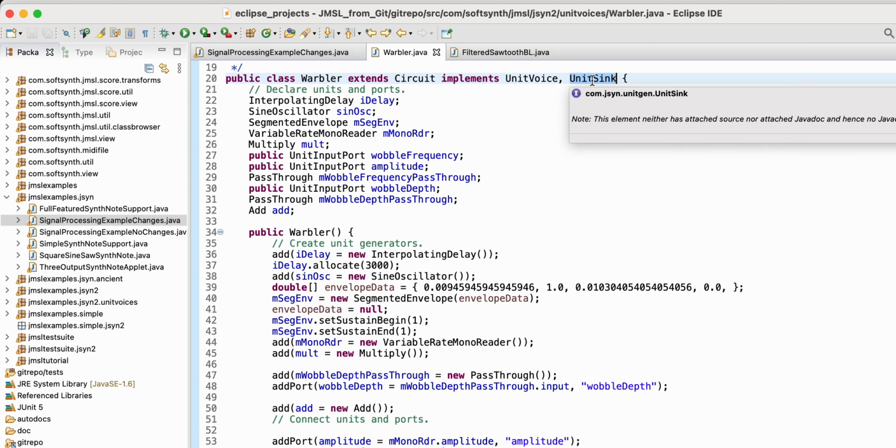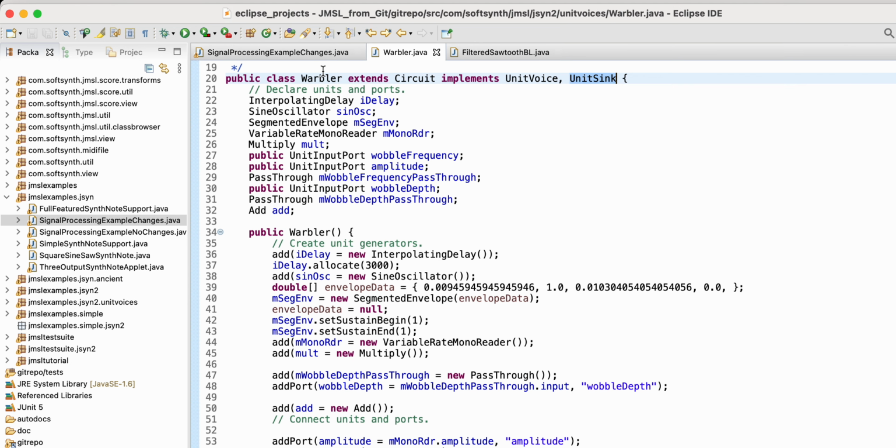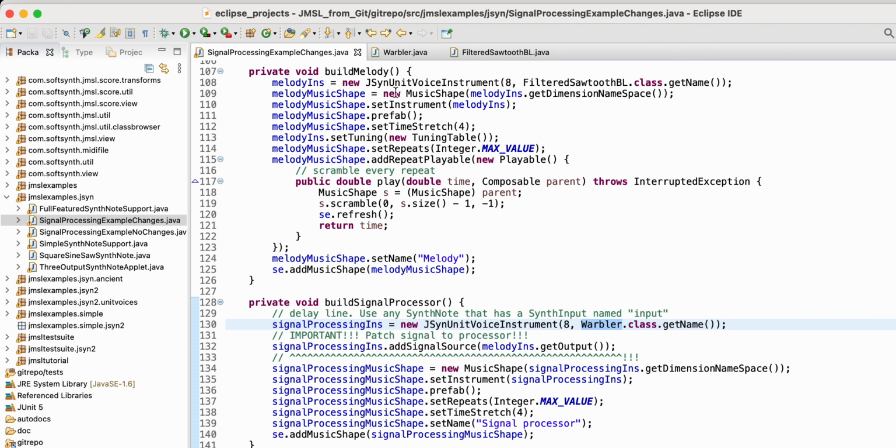Unit sync receives an input signal. So any JSIN unit voice instrument in JMSL that has a unit sync passed in to its constructor can serve as a signal processing instrument.